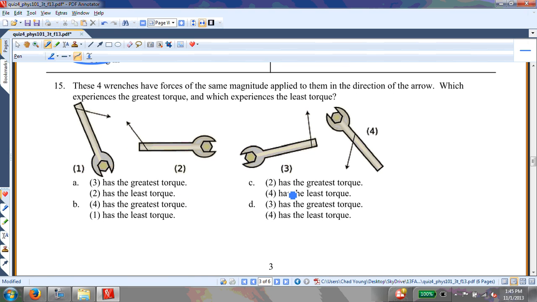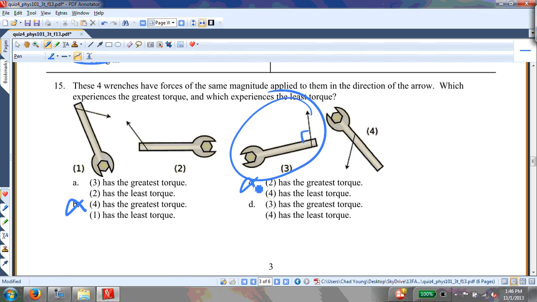These 4 wrenches have forces of the same magnitude applied to them in the direction of the arrow. Which experiences the greatest torque and which one experiences the least torque? All right, the one with the greatest torque is the one that's most perpendicular at the largest R. So 3, since it's a perpendicular force at the full length of the moment arm, is the largest torque that you could get given a force F. So 3 is the biggest. So that gets rid of B.